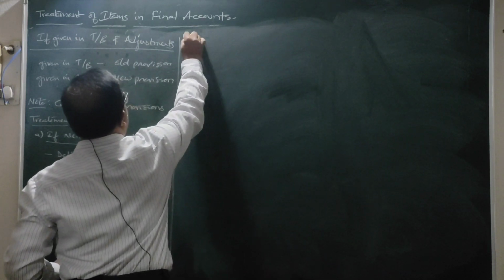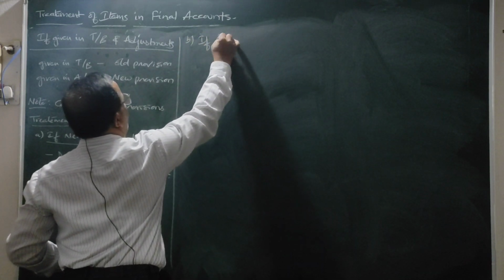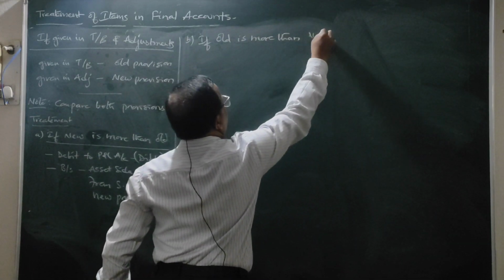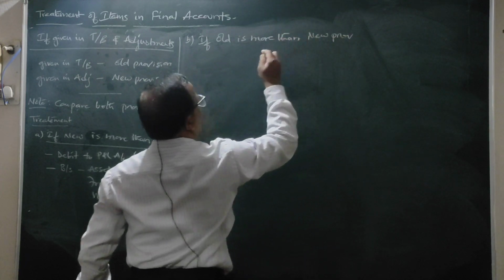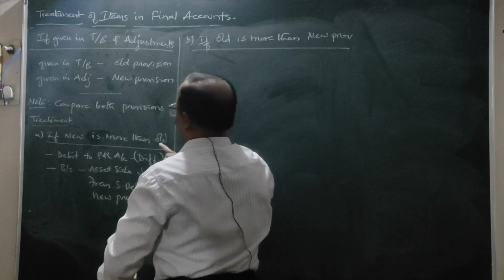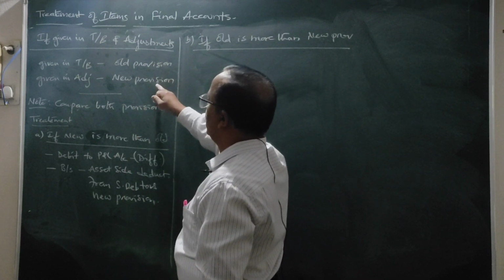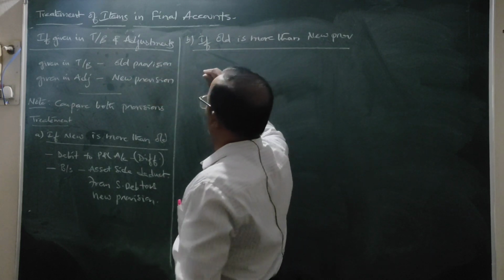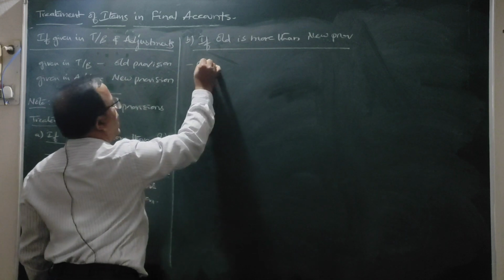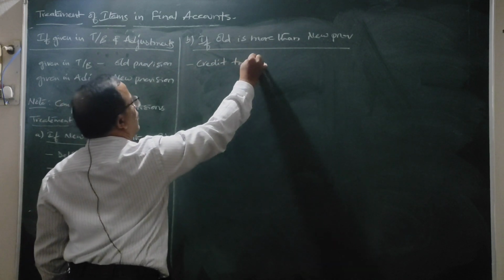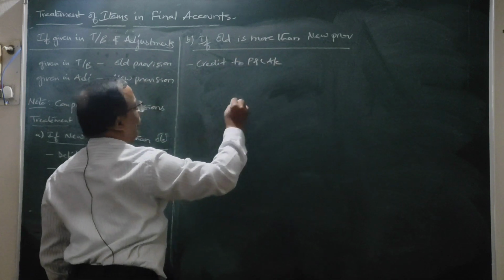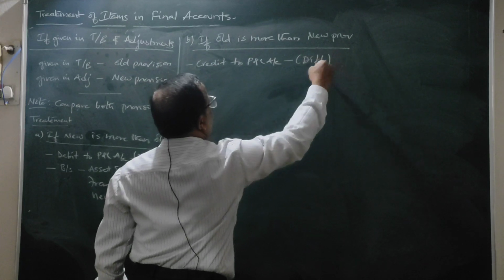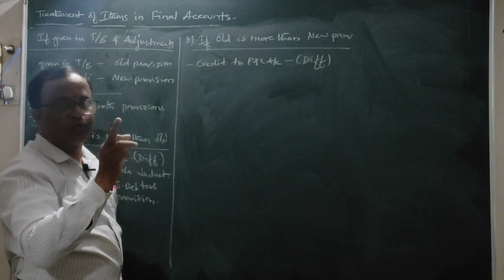B, I am writing here, continuation. If old is more than new provision. Old provision is more than the new provision. Here you are comparing it now. When you compare old and new, if old is more than the new provision, at that time what treatment are you going to do? Credit to profit and loss account. What are you going to credit? The difference between them. The difference between old and new you are going to credit there, if old is more than the new.